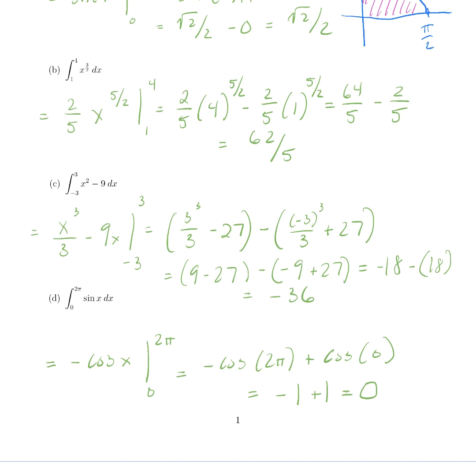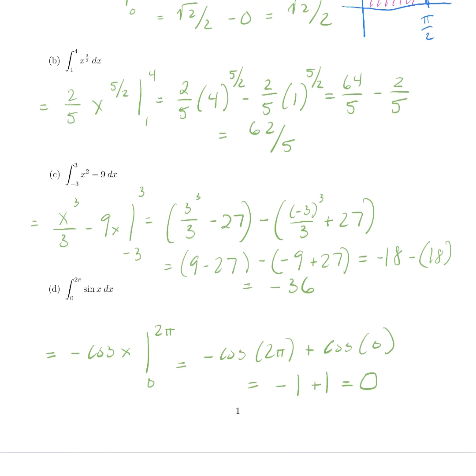Okay, the integral from 1 to 4 of x to the 3 halves. Let's see, we add 1 to the power to get the antiderivative, so that's x to the 5 halves. We multiply by 2/5. Evaluate that at 4 and 1, and we get 62 over 5. What does this area look like?